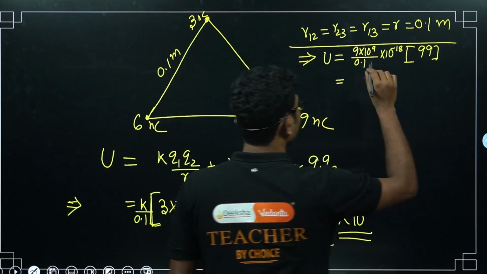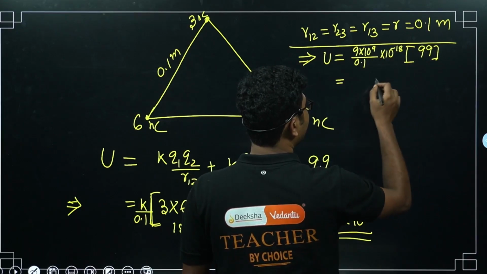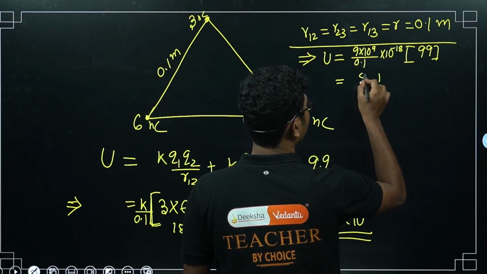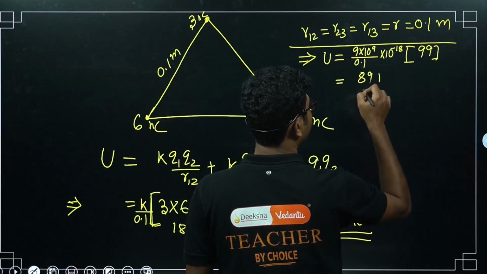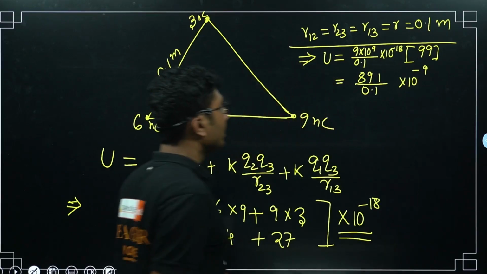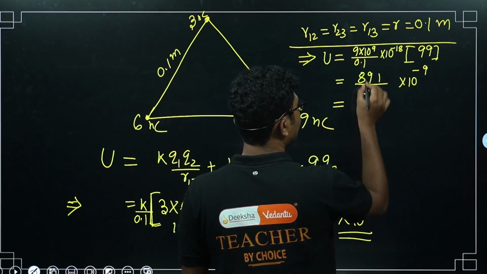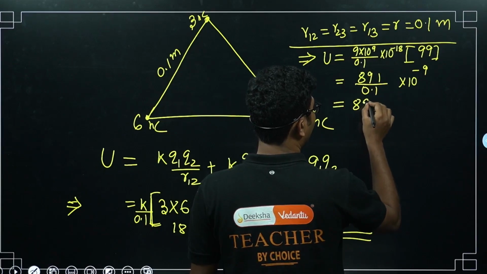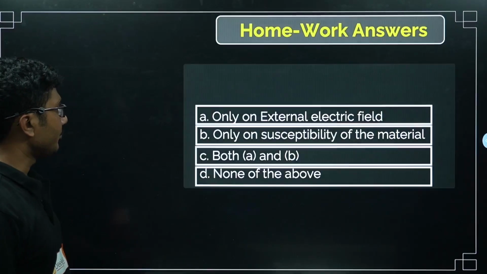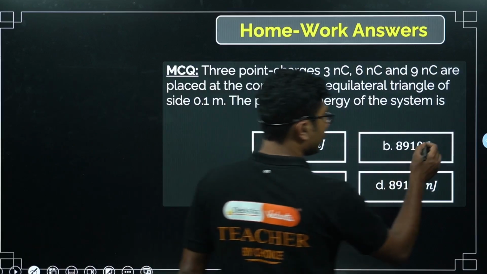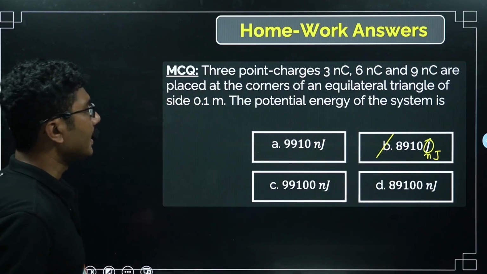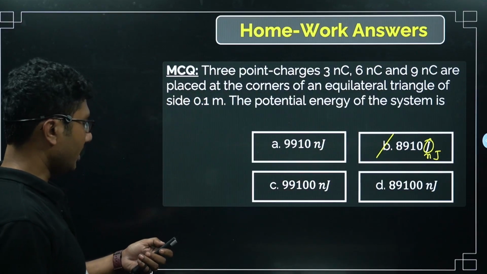Now 9 times 99 is 891, divided by 0.1 times 10 to the power of minus 9, nano. Now we can write this as 8910 nanojoules, right? 8910 nanojoules. If you check the answers, I think they have made a mistake. It is not joule, it will be nanojoules. So there is a typo here. The correct answer will be 8910 nanojoules.